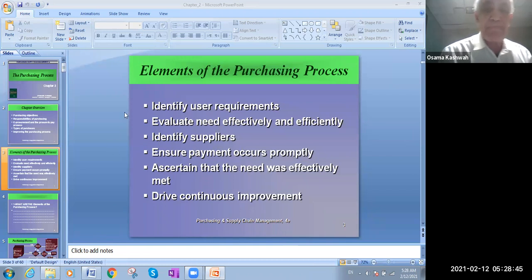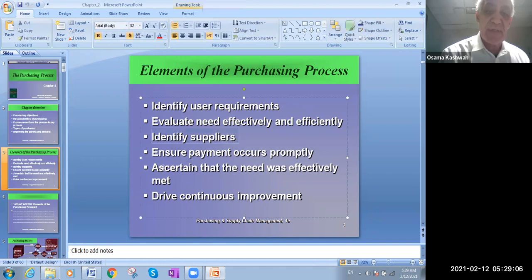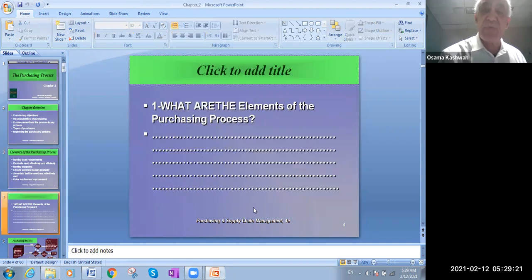So the elements of the purchasing process: user requirements, you have to know first what the requirements, the needs of your consumer are. Evaluate needs effectively, and this is very important too. Identify suppliers, ensure payment occurs promptly. Ascertain that the need was effectively met, that what your user needs, you did it. Drive continuous improvement, always improve yourself, as we said.